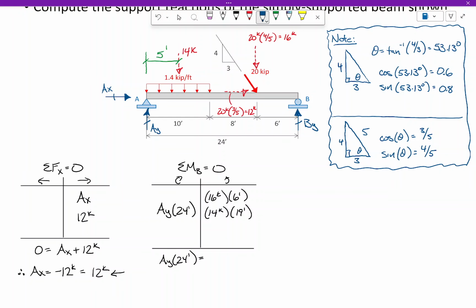So AY times 24 equals, okay, 16 times 6, that's 96. What's 14 times 19? Because I didn't do it this way, I did it differently. Is that 266? All right, so was that 362? Did I get that right? Yep. Well, I'll be. Maybe my coffee's kicking in. Okay, so 362 over 24. What do we get here? 15.08. Is that positive? Did we get a positive answer for AY? Yes, we did.